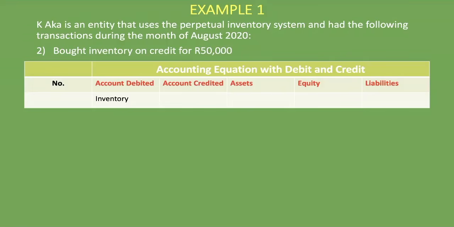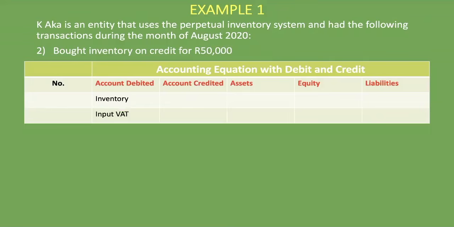If we are buying something, then we know that it's input VAT because we have to pay that money to whoever we are buying from, whether we've paid or not. We have to record VAT. So we have to pay that person. That means we'll go to the revenue authority and claim it back. So that's input VAT, and input VAT is an asset. So we put it on the debit side.